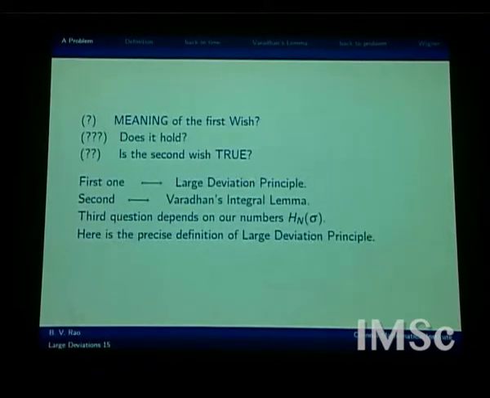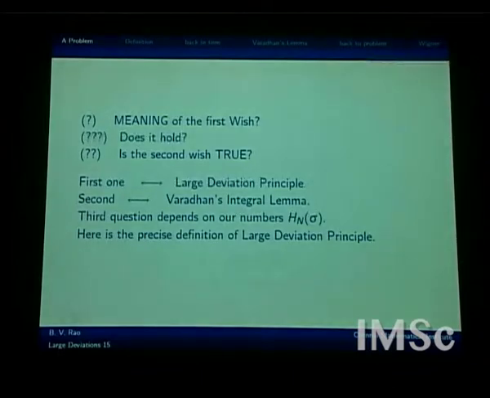What is the meaning of the first wish? What was the first wish? d mu n is like e to the power of minus n I x dx for some nice function I. And what is the meaning of that at all? We do not even know the meaning. Okay, all right. If you give a meaning to that, the next question is, does it hold?